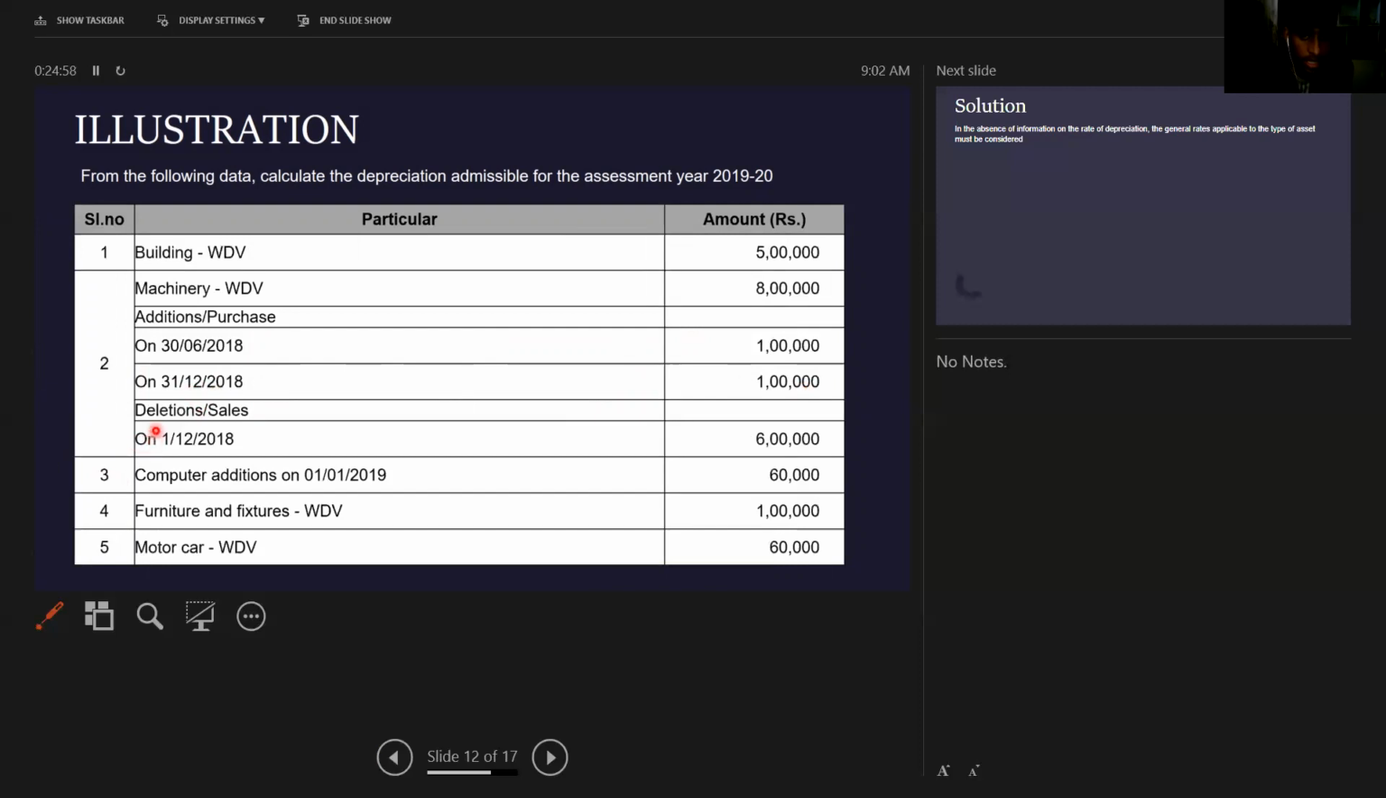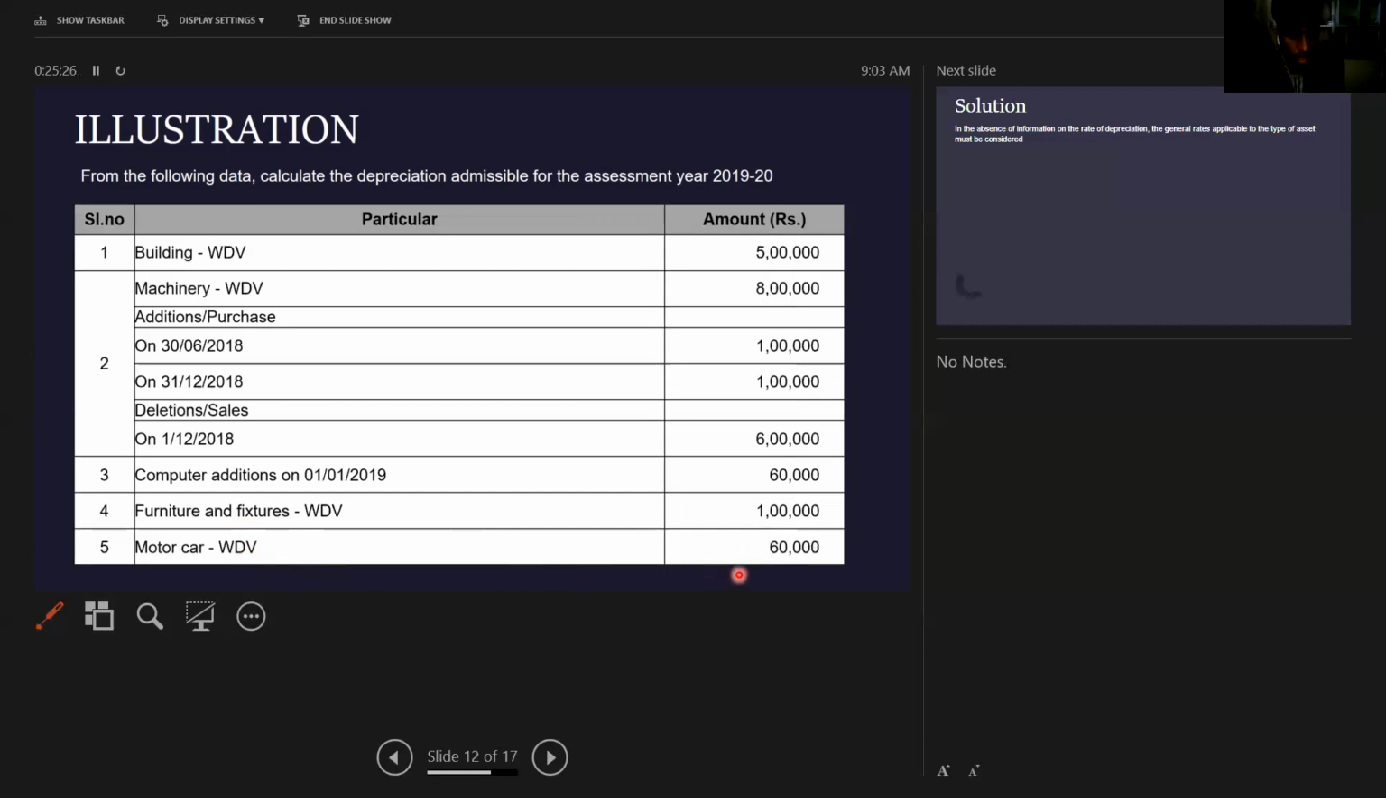Deletions are nothing but sales. They might be discarded, or they might have sold the asset. So on 1/12/2018 they have sold the asset for 6 lakhs. Next, computer additions on 1/1/2019 is for 60,000, and furniture and fixtures at the written down value is 1 lakh, and motor car at written down value is 60,000.